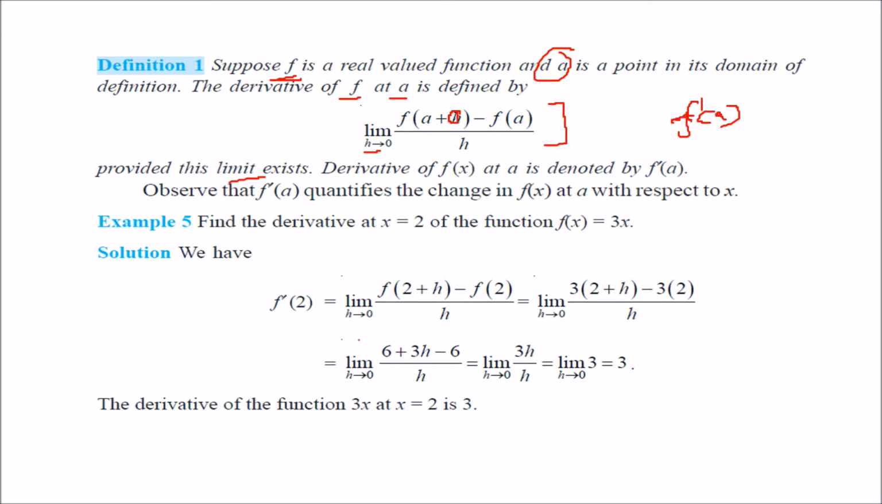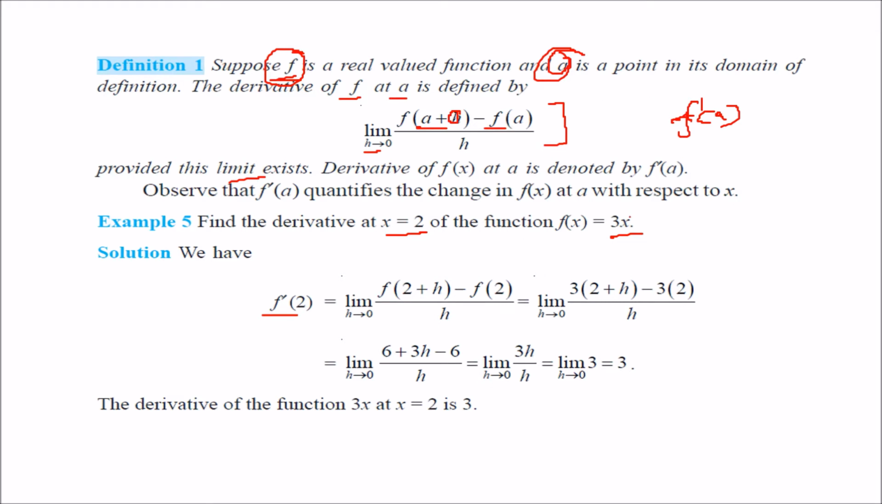f dash a is the derivative of f(x), and we'll try to see it through an example first, then you'll understand it better. First, you have to find the derivative at x equal to 2. So here a is 2 and the real valued function f is 3x. So we'll use this relation for the derivative f dash 2.